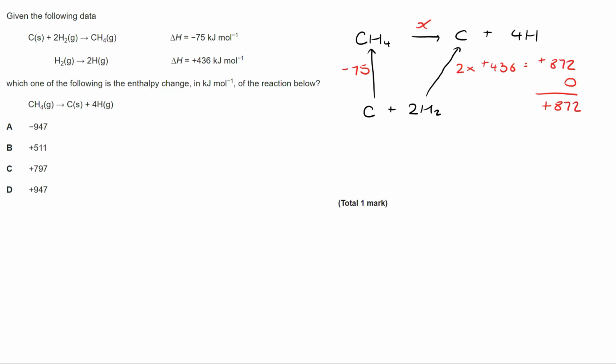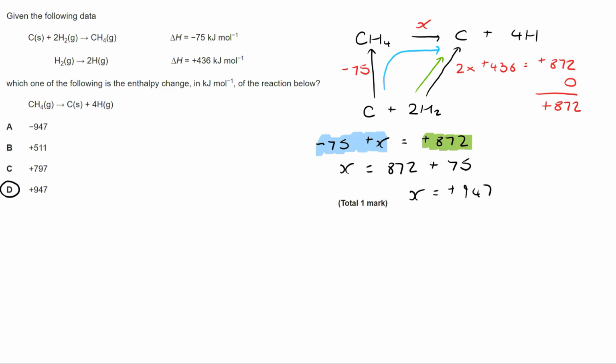I've now got all 3 sets of data, so I can find my 2 routes. I've got my blue and I've got my green. I substitute the figures in accordingly based on those 2 routes. I rearrange to make X the subject, and X is plus 947. Correct answer D.